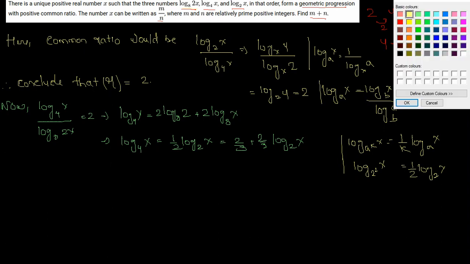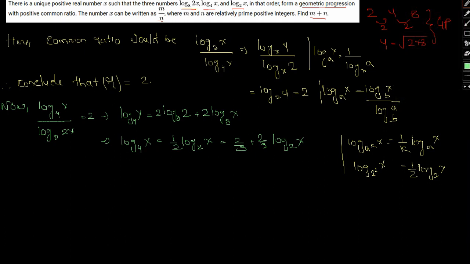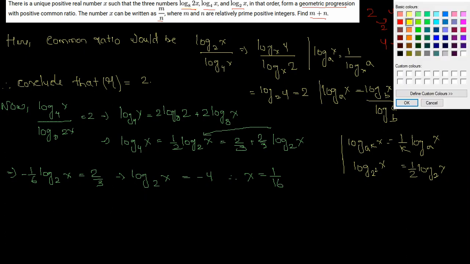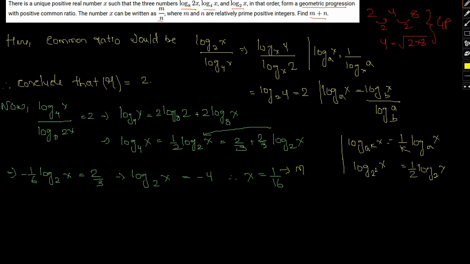Next up, we can carry this forward with minus 1 by 6 log base 2 of x equal to, simply, I have taken this particular term to the other side, so minus would come. With this simple basic equation solving, equal to 2 by 3. So this can be further written as log base 2 of x equal to minus 4. Then in turn x will come out to be 1 by 16. In this 1 by 16, 1 is equal to m and 16 is equal to n. Therefore m plus n is equal to 1 plus 16, equal to 17.